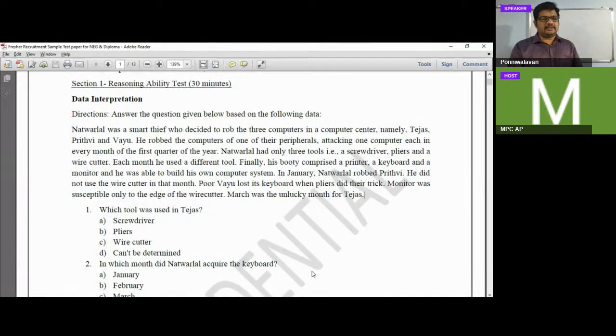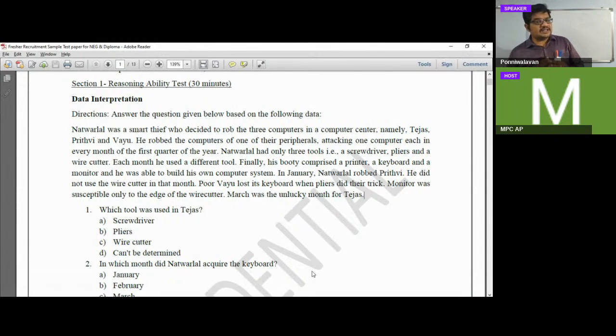What is the thing they have given? Natwarlal was a smart thief who decided to rob the three computers in a computer center, namely Tejas, Prithvi and Vayu. He robbed the computers of one of their peripherals, attacking one computer each in every month of the first quarter of the year. First quarter of the year means the first three months. So he did all his robbery in the first three months: January, February, March.